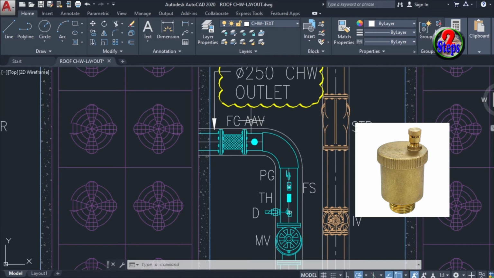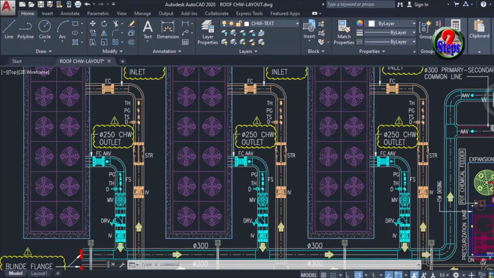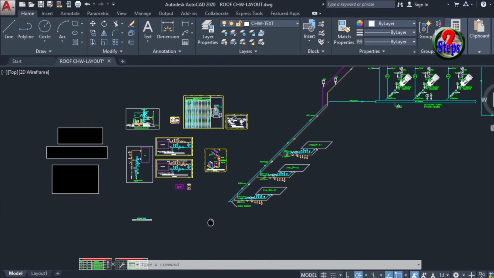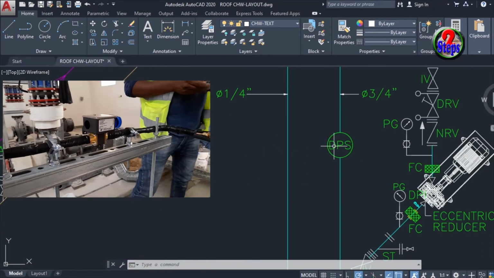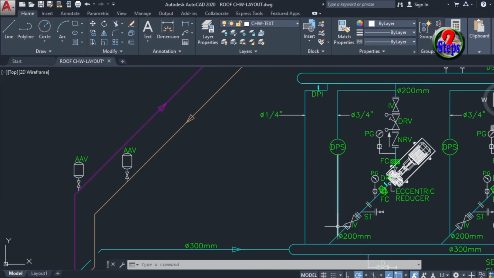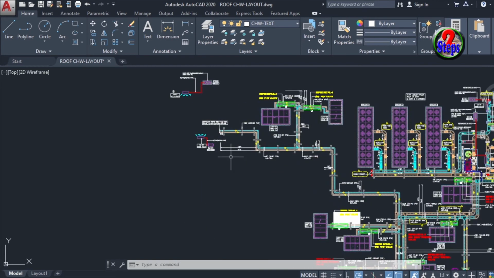This is one more point here, AAB. It is sometimes also written only AB. AAB means automatic air vent. Full meaning automatic air ventilator. And FC means flexible connector. And one more equipment is DPS. DPS means differential pressure switch. Here I explained the most common equipment in the chilled water system.